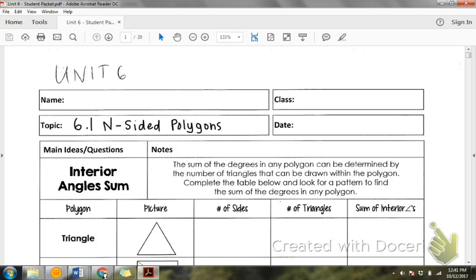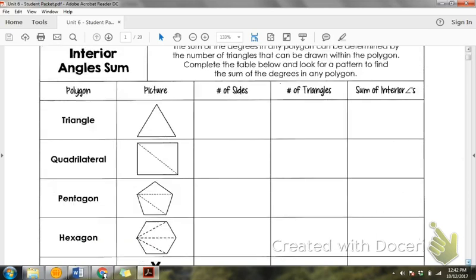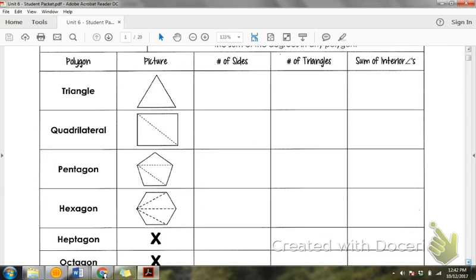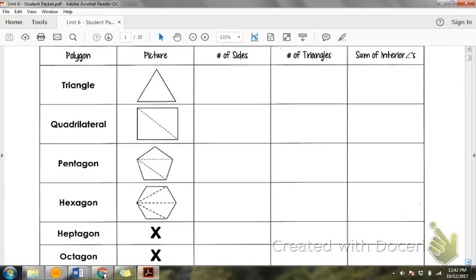So, Unit 6, the first word I think is polygons. You can just put shapes. Underneath facts maybe, I would just put shapes. Polygons are another word called shapes. We're going to talk about different types of polygons.